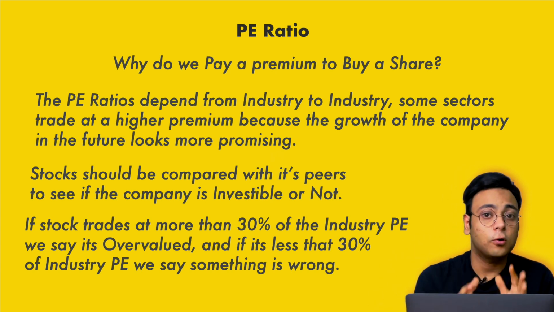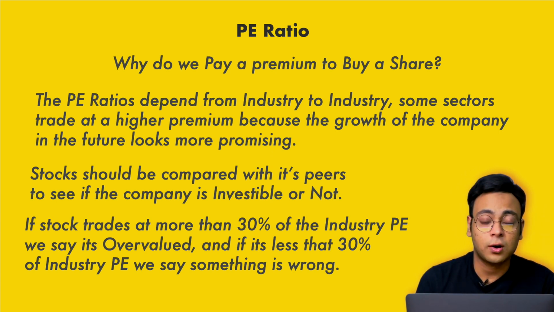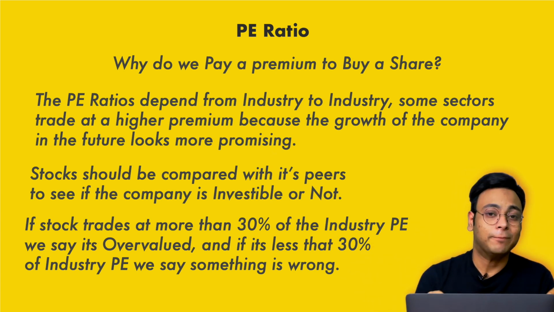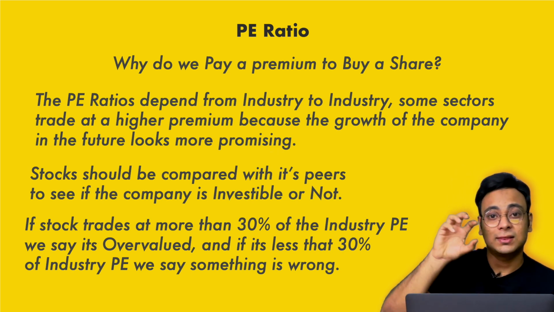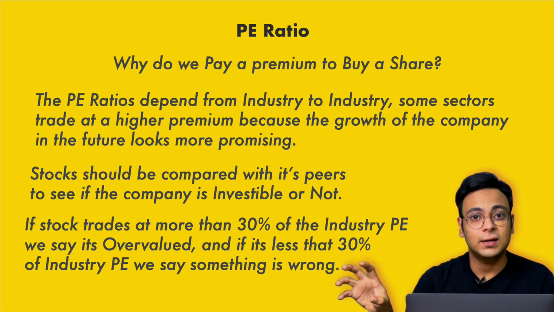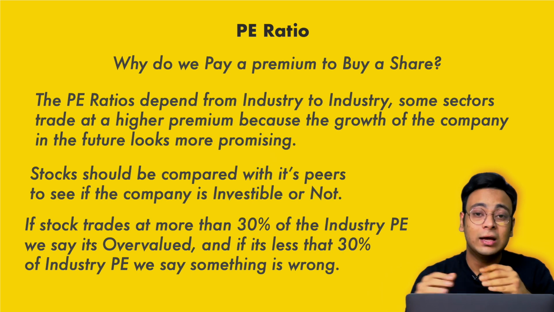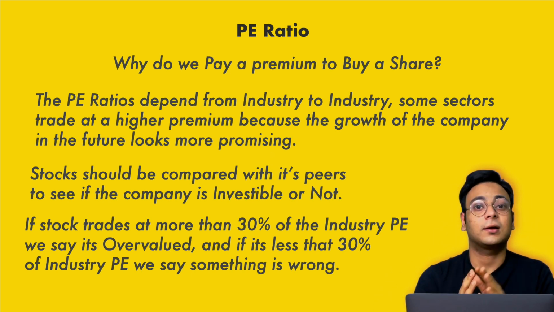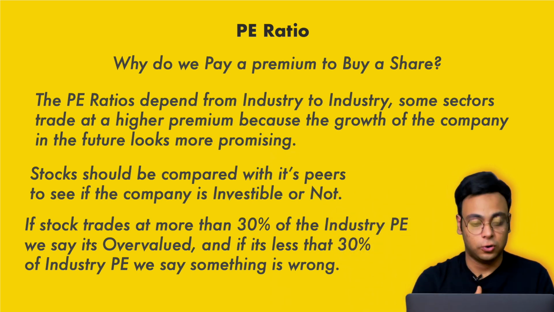So one should always compare a company's stock with its peers. Like if I'm looking at Infosys, I compare it with the TCS PE ratio, the Wipro PE ratio and the industry PE ratio. Only then would I get to know whether the company is overvalued or not.